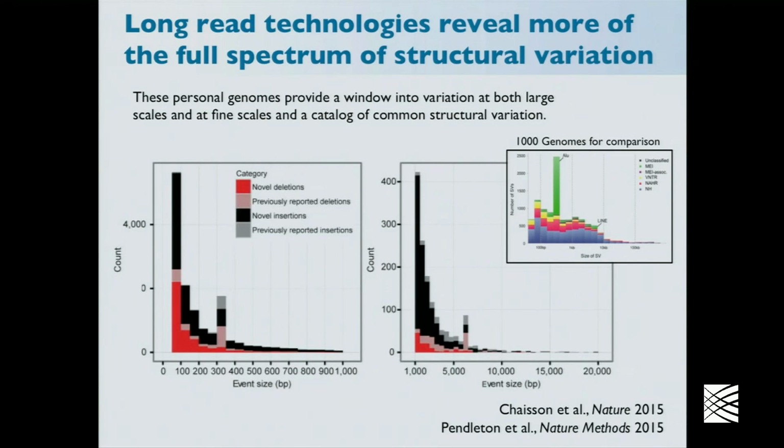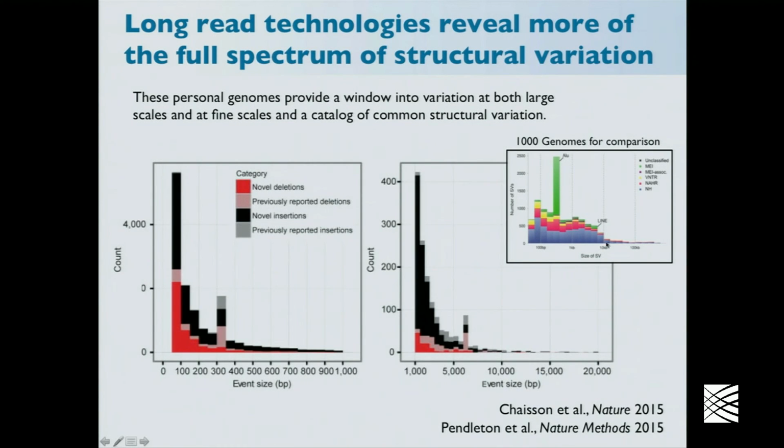And one of the things you can see here is that the length spectrum is being shown on the left panel. It's showing the length spectrum of variants under 1 kb, and on the right panel, to scale it up, it's variants over 1 kb. And I'm showing over here the 1,000 Genomes for comparison.